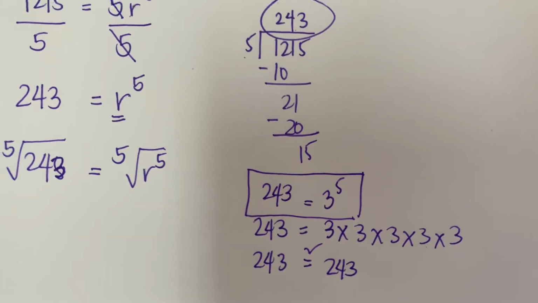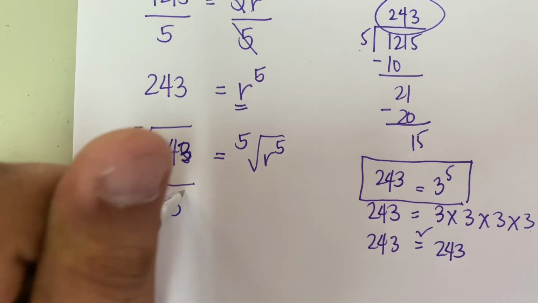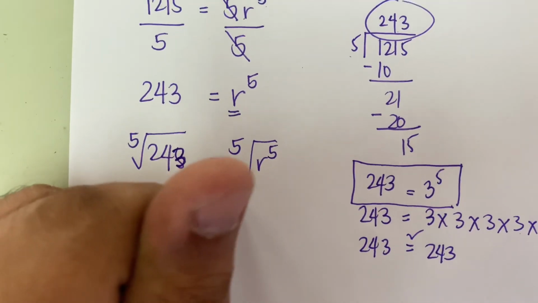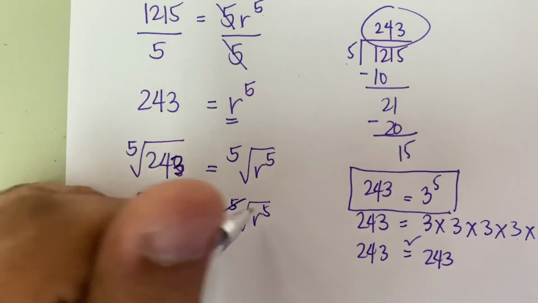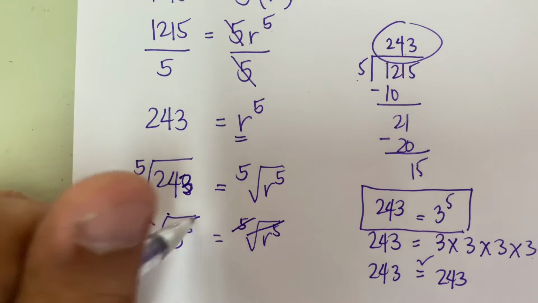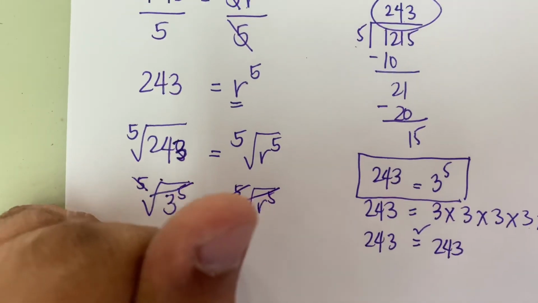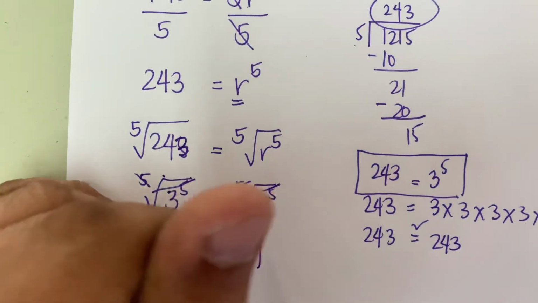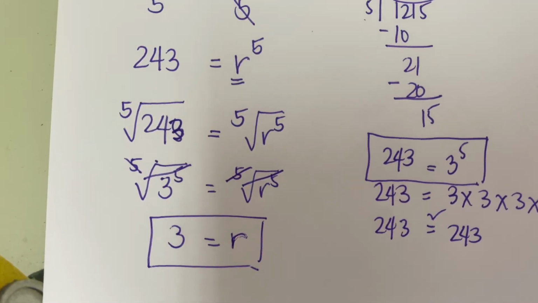So therefore, I need to replace here. 3 to the power of 5 is equal to the 5th root of also r to the power of 5. Then it will be cancelled out. And the remaining is r is equal to 3. So your common ratio is just 3.